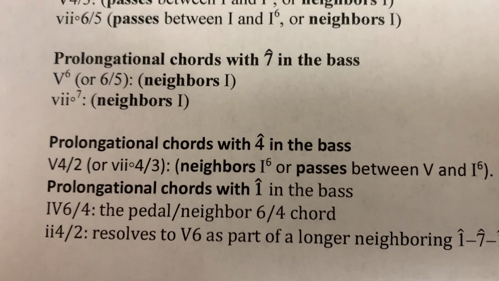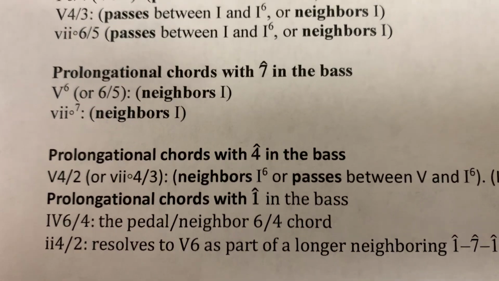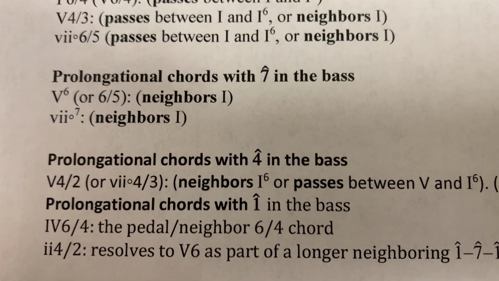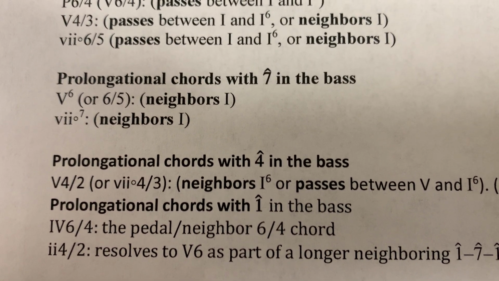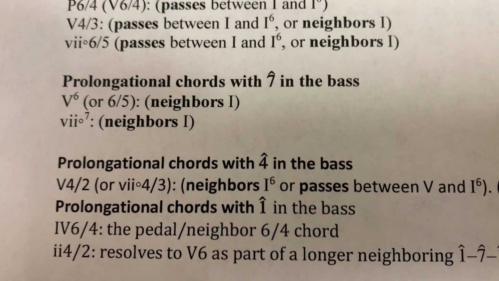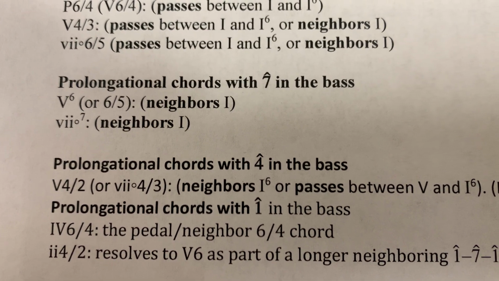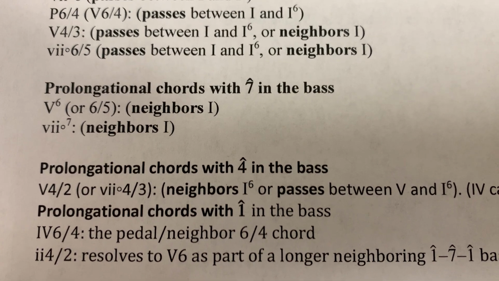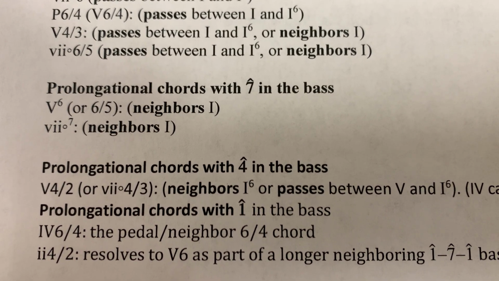Next up, we can talk about prolongation via neighbor note, and this is usually where scale degree 7 is in the bass. So here we're going to see the tonic being prolonged by a neighbor motion. Neighbor, as you know, starts on a note, goes by step to another note, and then returns to the original note.